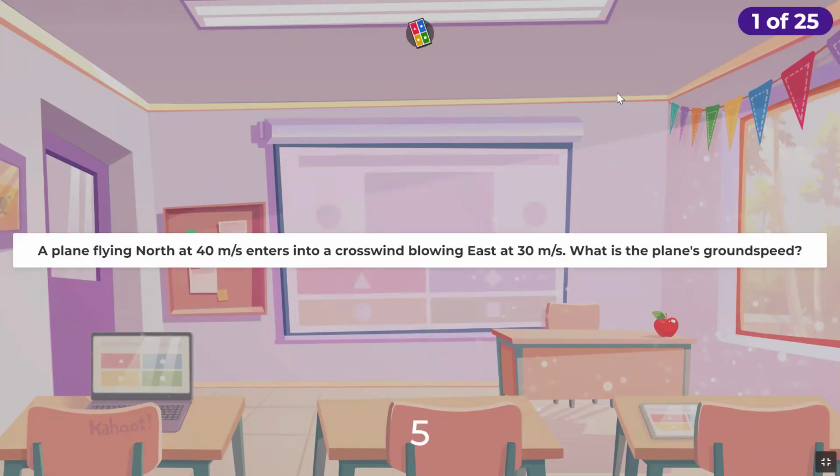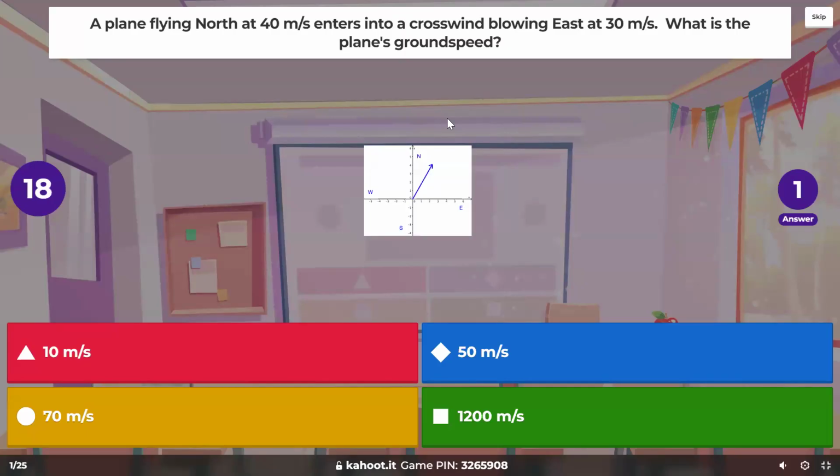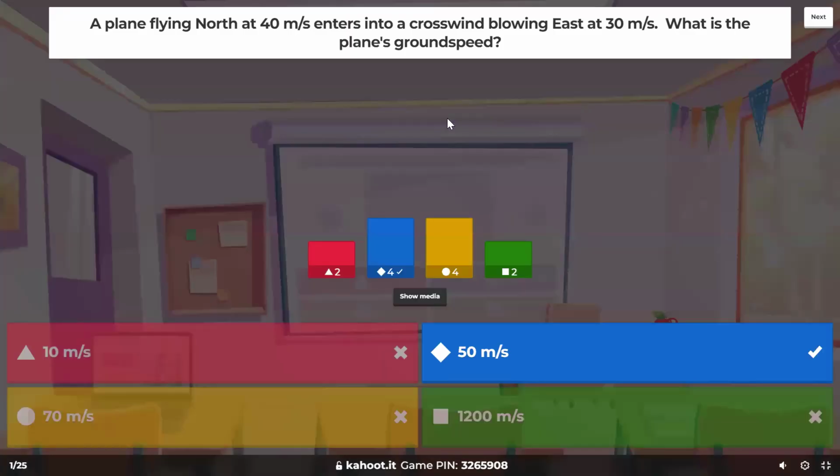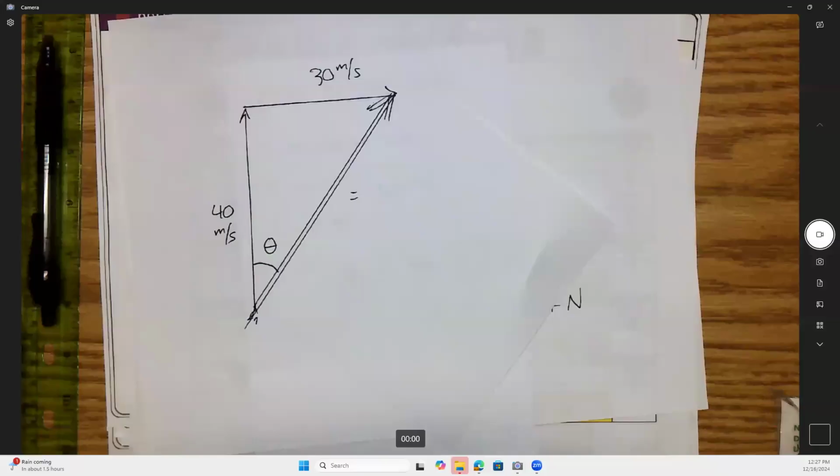A plane flying north at 40 meters per second enters into a crosswind blowing east at 30 meters per second. What's the plane's ground speed? Ooh, okay. Let's get a closer look at that.